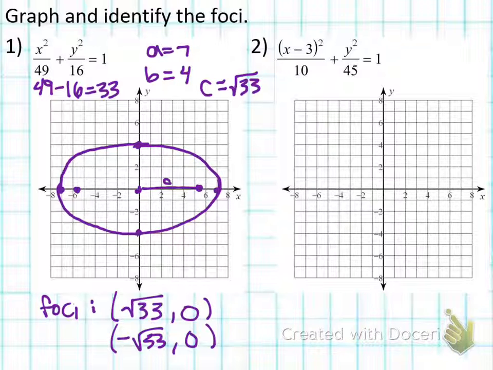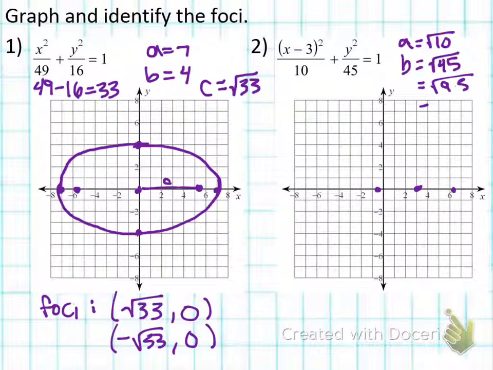So pencils still down, looking at number 2. My center for number 2 is not at 0, 0 anymore. It's at 3, 0, right? So 3, 0 is here. I'm looking at how far am I stretching in the x direction, how far am I stretching in the y direction. So A is root 10, B is root 45, which we could say is the same as 9 times 5, so that's 3 root 5. Okay. So I already plotted these 2 points.